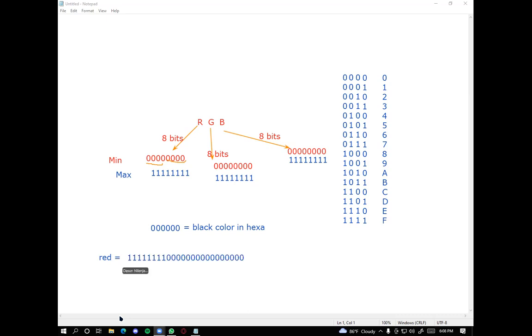Now can you convert this to hexadecimal, please? Please convert to hexadecimal. You can use the notepad and do that. You have to take 4 by 4 and check the table and tell me the answer. You can send it to the chat.